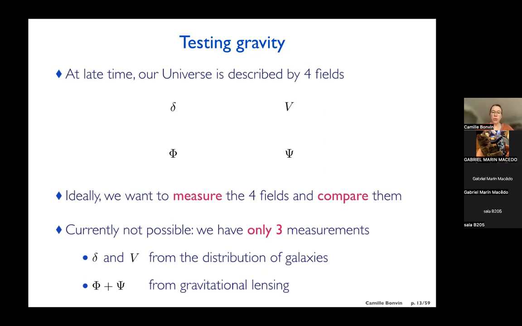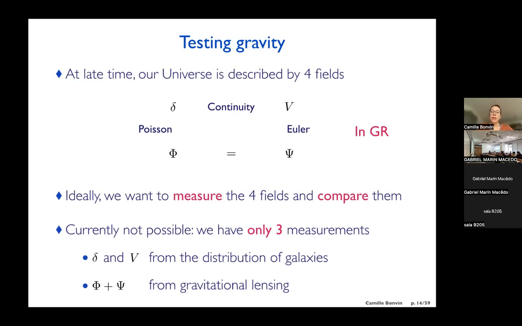And so when we want to test gravity, we want to test the relation between these 4 fields. In general relativity, we have specific relations between the fields. We have, for example, the Poisson equation, which tells us how the matter perturbation distorts the spatial geometry of the universe. We have the continuity equation, which tells us how a flow of particles can change the distribution of the matter. We have the Euler equation, which tells us how matter falls into a gravitational potential psi. And in general relativity at late time, we can actually show that the 2 metric potentials, the 2 gravitational potentials, phi and psi, are the same.